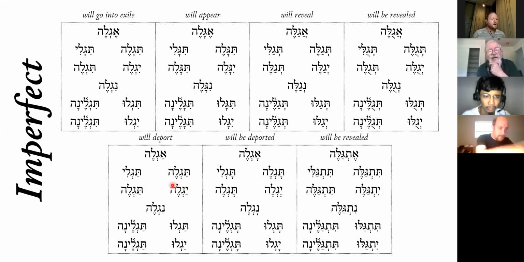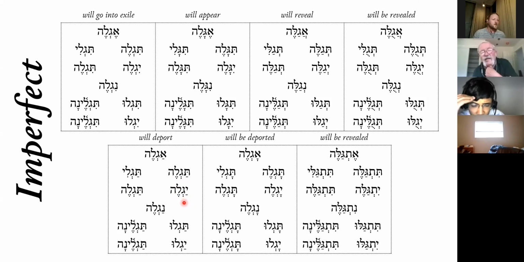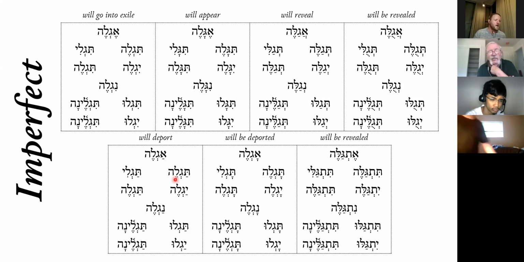All right. So this one here is? Yagle. Exactly. Yagle. What we've got going on there is that the root would have a heh in it, right? But when it's yehagle, the heh drops out. Instead of yehagle, yagle. That happens in all of these forms, in the hifil and in the hofal. The heh just drops out because it follows a prefix that has a shva. Yehagle becomes yagle. Tehagle, tagle. Yehaglu, yaglu. The heh just drops out.